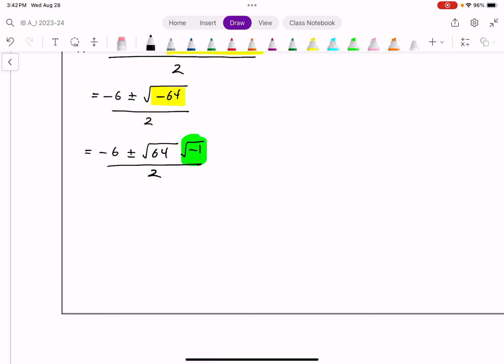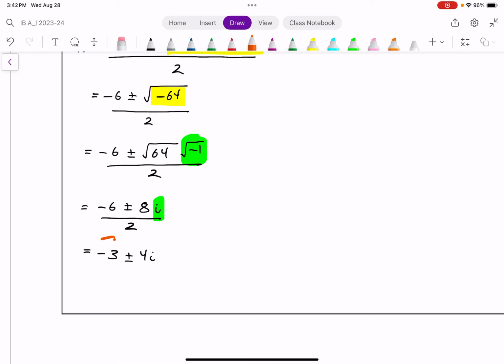And so I can now write this as -6 plus or minus the square root of 64, which is 8, times the square root of -1, which is i, divided by 2. And at this point, all there's really left to do is to tidy this up a bit. Notice both the terms in the numerator are even, which means they can both be divided by 2. And so I can just write this as -3 plus or minus 4i.